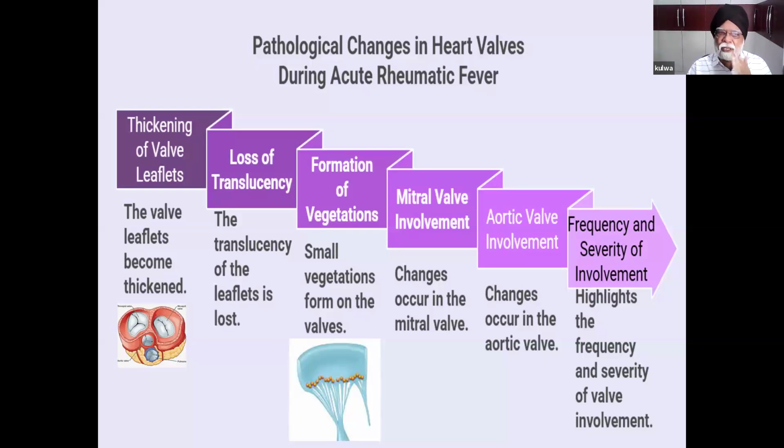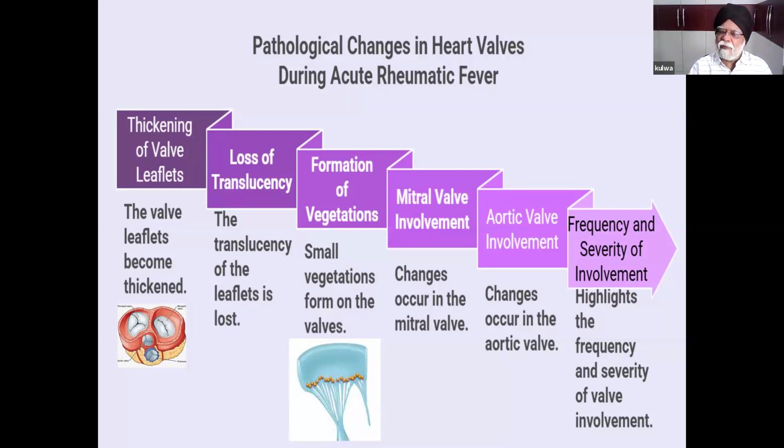So these complications are, I told you, thickening of valvular plates. I explained to you that the valves become thick. There is thickening of the valve and narrowing of the space, loss of translucency. There is formation of vegetation. I told you, see, these are valves and these are formation of vegetation. So these vegetations give load on the valve and the valvular space reduces.